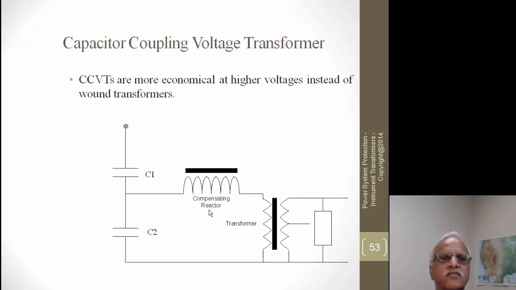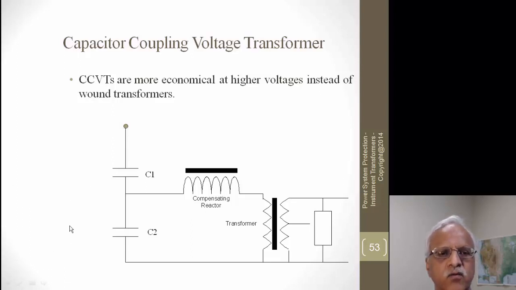Now the cost of electromagnetic wound transformers is very high. It increases quite a lot as we keep going up in voltage. So at higher voltages, 69 kV and higher, we try to use a more economical way of stepping down this voltage. This is done by a capacitor voltage divider, and at the midpoint the voltage will be about 15 to 18 kV, and the higher voltage can go as high as 800 kV, 1100 kV, whatever we are using here.